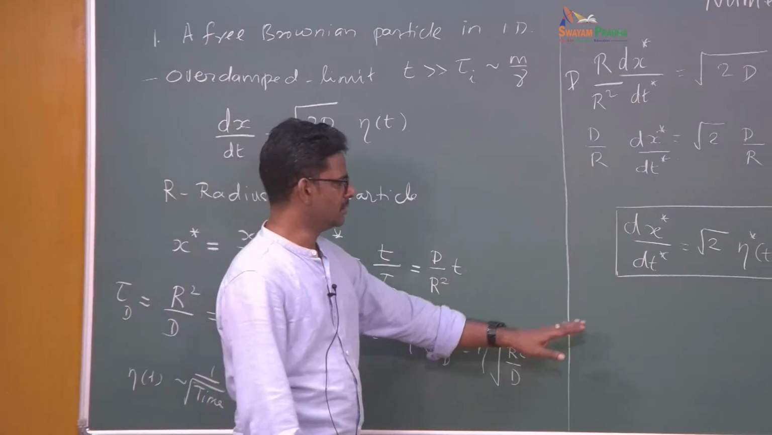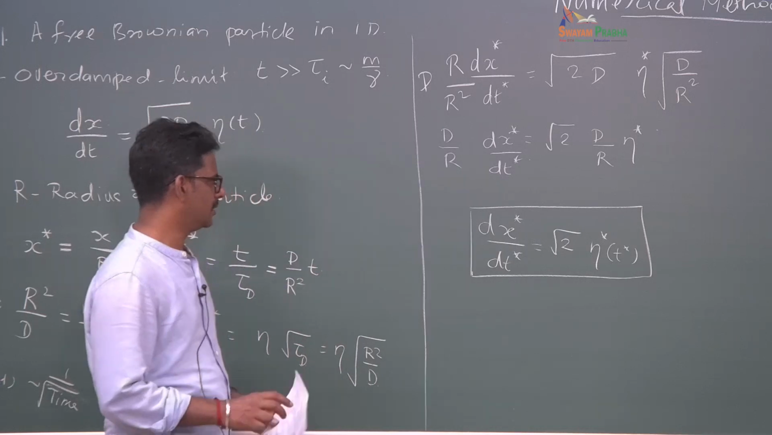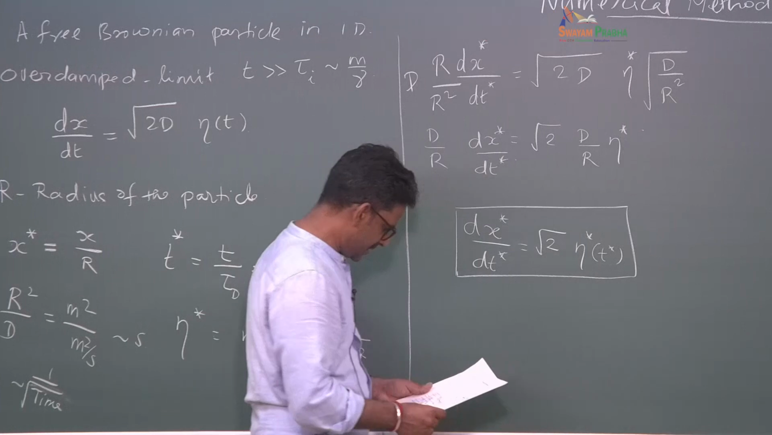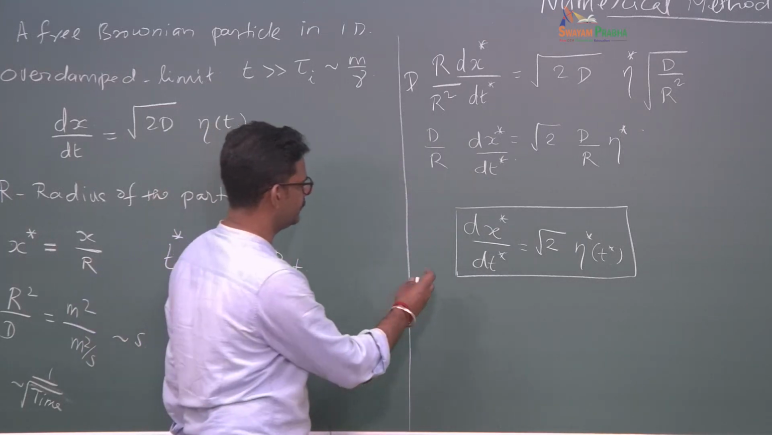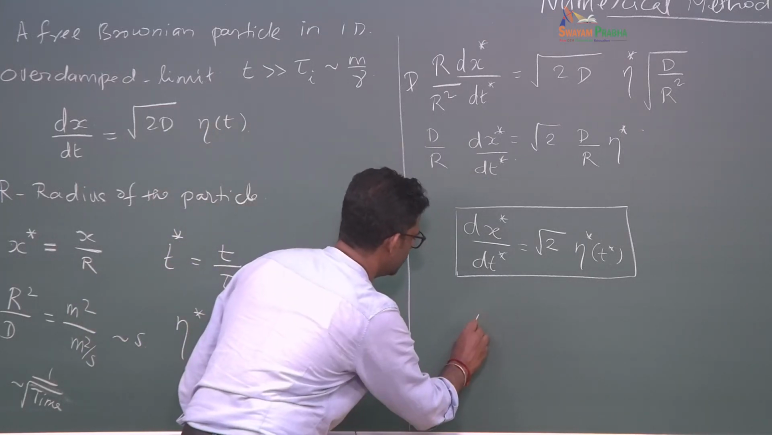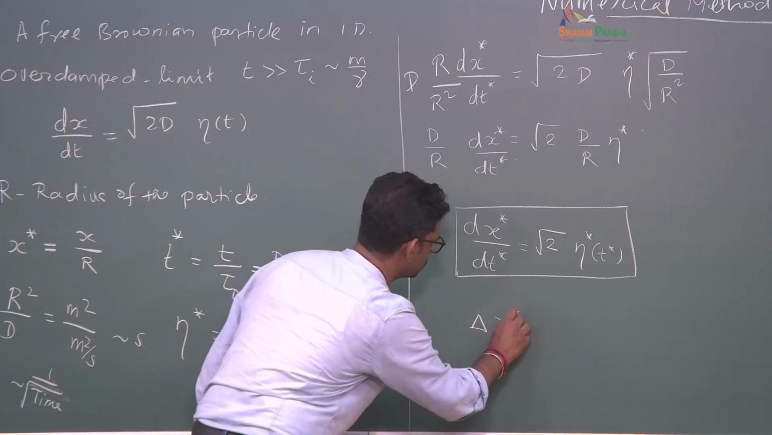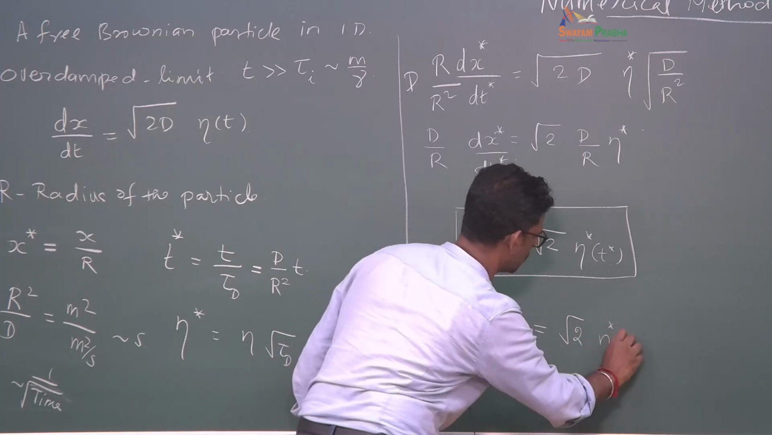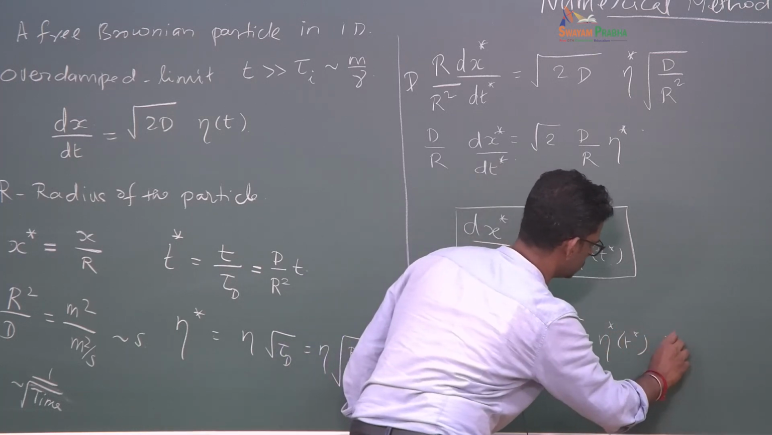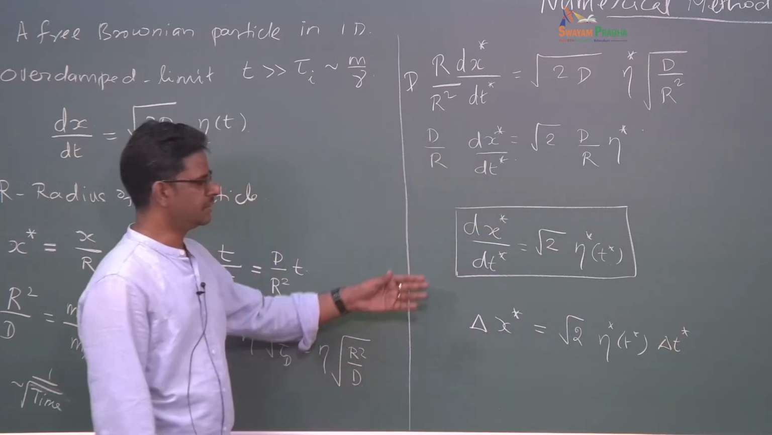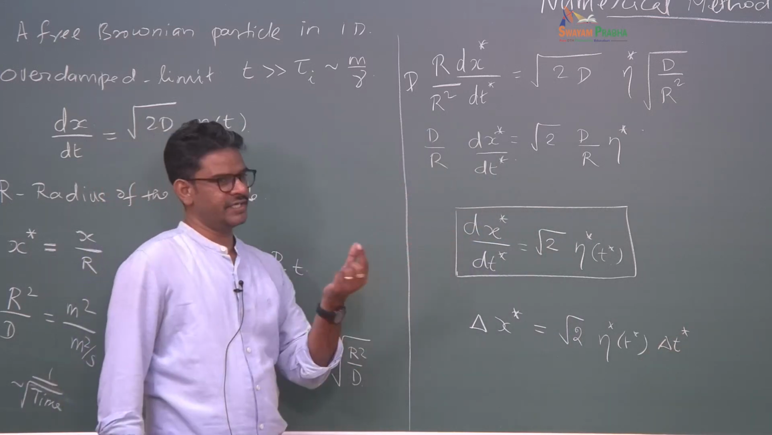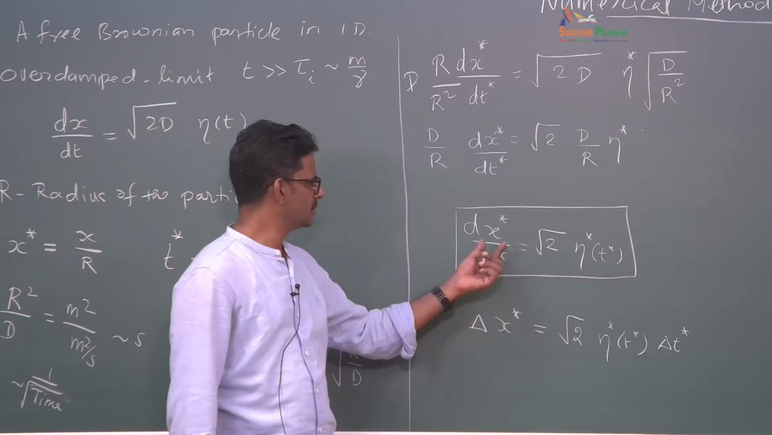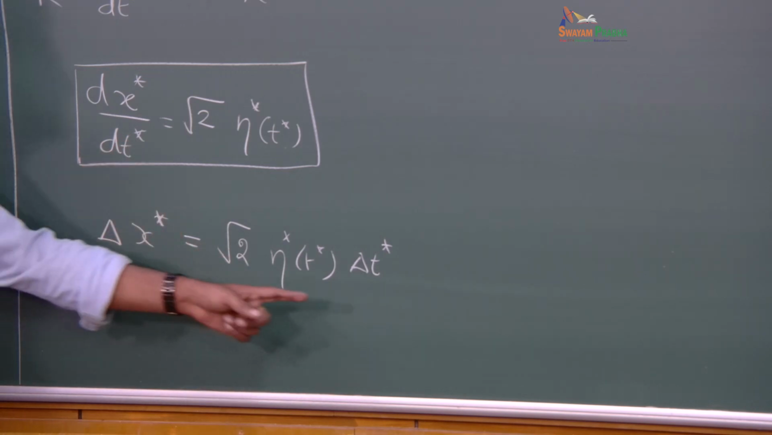Now we want to solve this particular equation numerically. When we try to do this, we will write it in a discretized form. So this is a differential equation, and we take a small delta t. Over that delta t, we discretize this equation, so dx becomes delta x, dt becomes delta t.